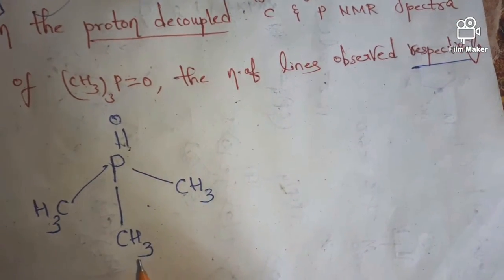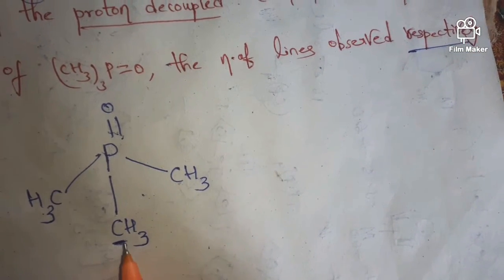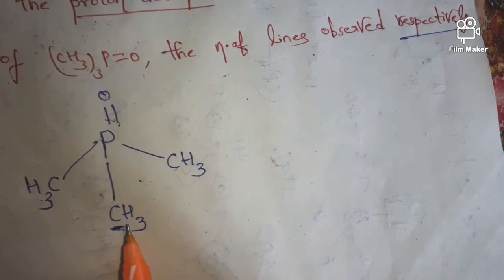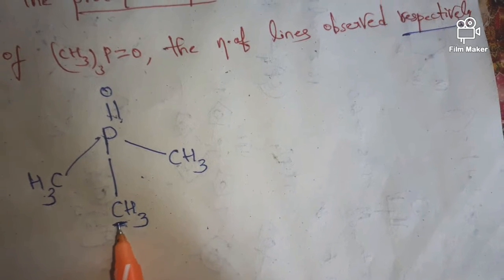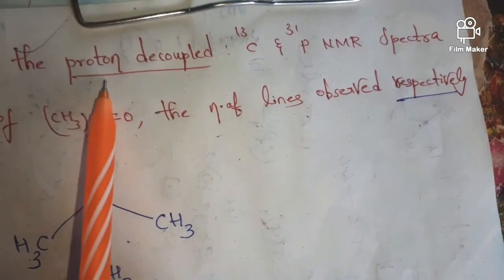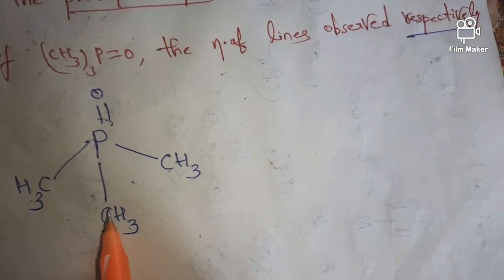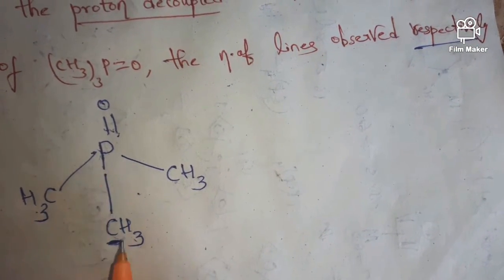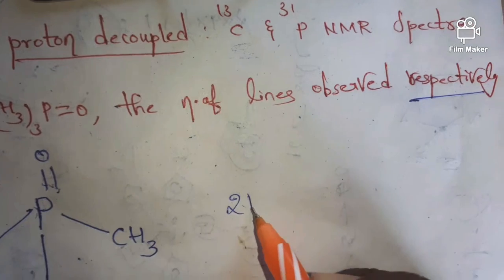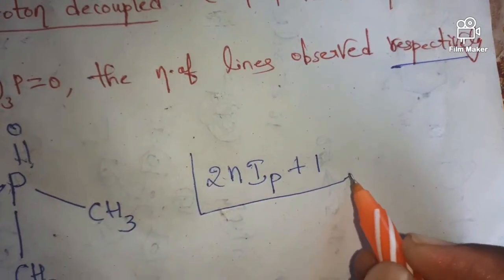See, for this carbon now we are trying to find the number of lines. Here we know that a particular atom is split by the adjacent atoms. So near to carbon we have the phosphorus, hydrogen, but already in the question they have mentioned it is decoupled, so we should not think of these hydrogens. Next, this carbon is split by the nearest phosphorus atom. So now we can find the number of lines by using the formula 2nI of phosphorus plus 1. So this is the formula.